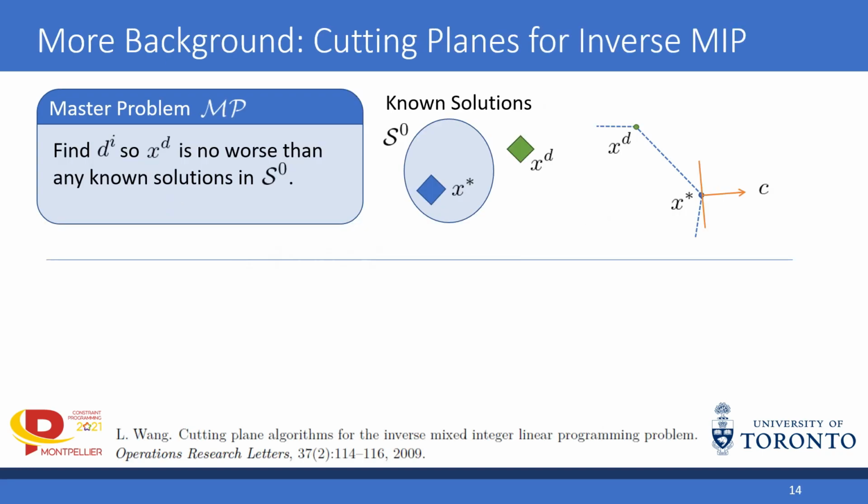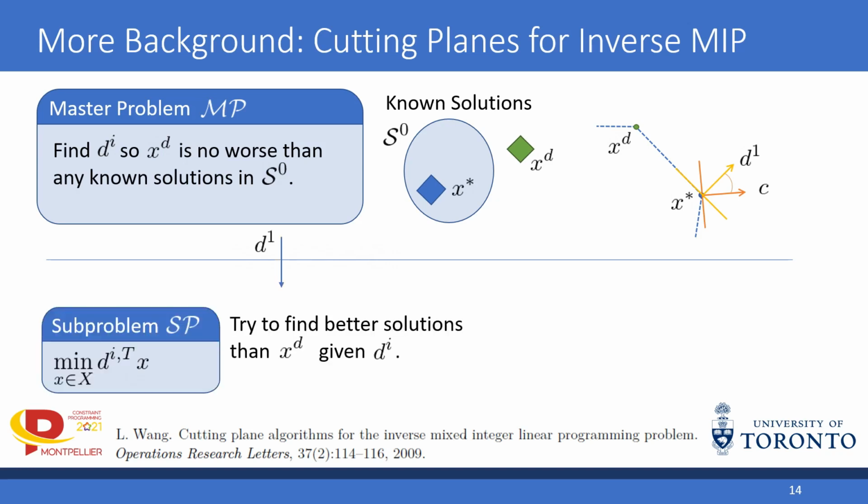So now we need a bit more background on how inverse optimization problems are typically solved. The state-of-the-art is a cutting plane algorithm defined for inverse MIP by Wang from 2009. We split the inverse problem into a subproblem and a master problem. In the master problem, we have a set of known solutions S0, and the goal is to minimally change the objective vector such that xd is no worse than any of these known solutions in S0.